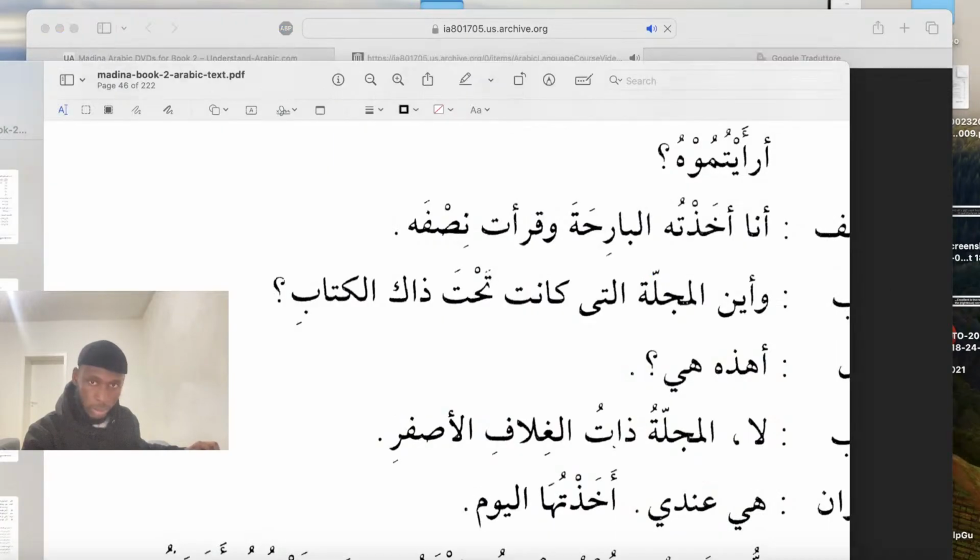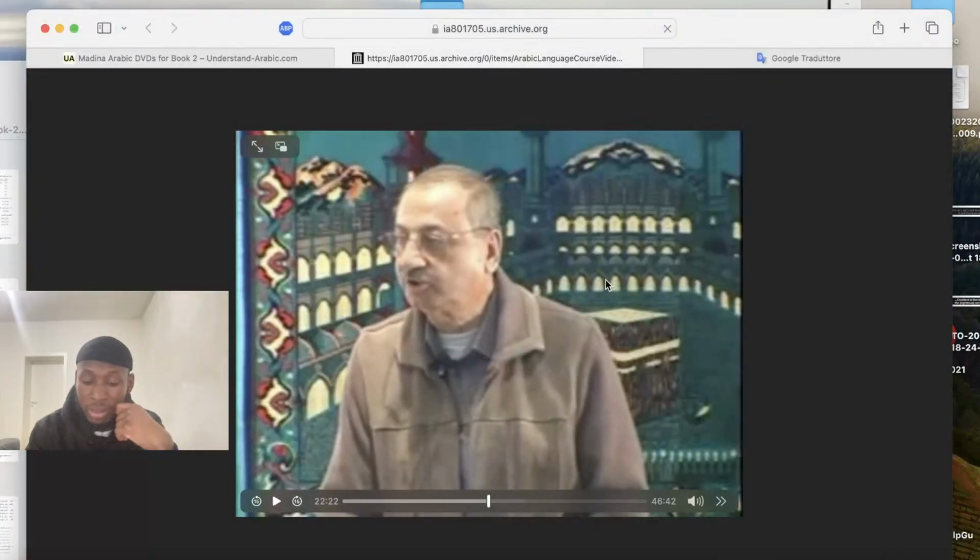So allati, brothers and sisters, is also coming as a naat, but it is al-ismul mawsul. So we will have a silatul mawsul. Where is our silatul mawsul? Kanat tahtal, this is all silatul mawsul. Where is the magazine which was under that book? Inshallah, I need to buy a microphone.